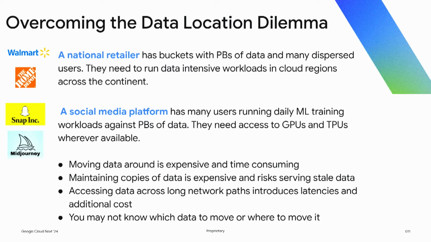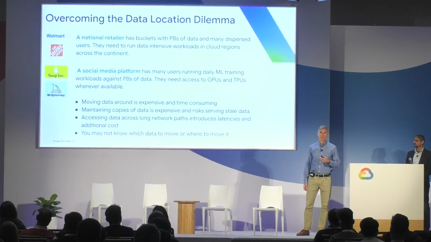All of these examples have 4 ways they can go about solving the problem. One is they can move the data, but that's expensive and time-consuming. Another is they can create copies of the data. Again, it's expensive to maintain copies all over the place. And you run the risk of creating data islands and serving out-of-sync data from the various copies. You can choose to access the data across the network path, leave it where it is. But then you have latencies and the network costs associated with the long network paths. And even if you can do any of these other 3 things, you may not know what data is hot and where to move it to. So how do you go about solving this location dilemma?